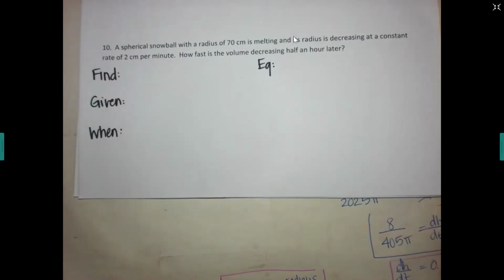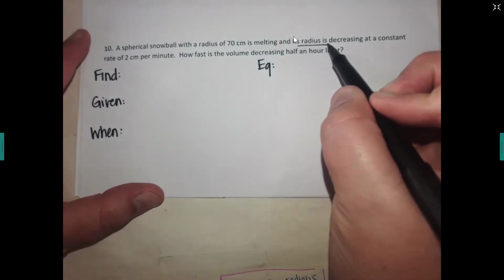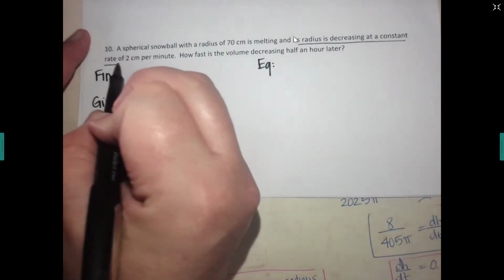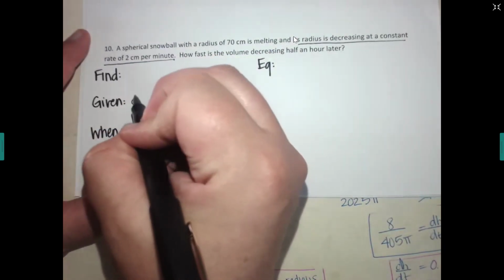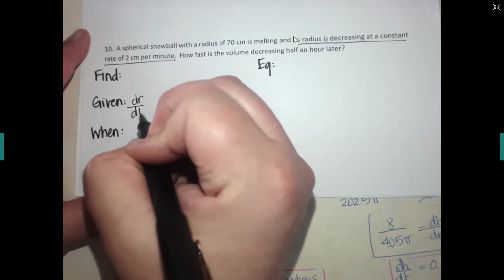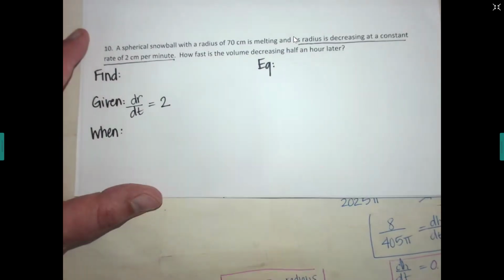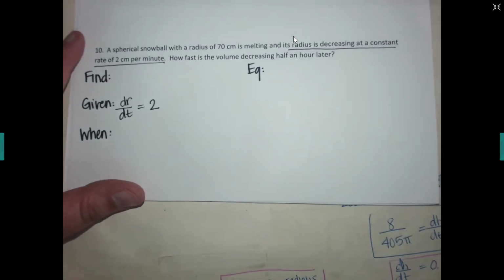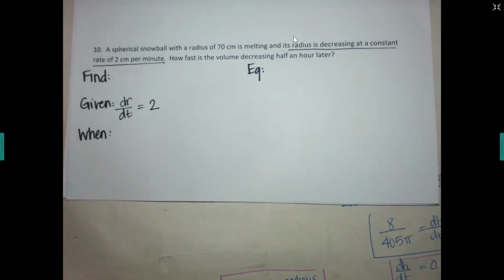Okay, so the first thing that I notice is this sentence right here. It tells me the radius is decreasing at a constant rate of 2 centimeters per minute. So I'm given dr/dt and it's equal to 2. Now, what that means is that my radius is increasing 2 centimeters per minute. Is that correct?